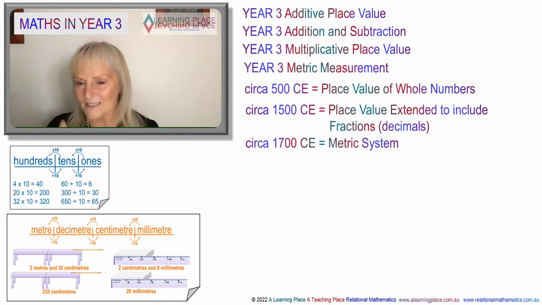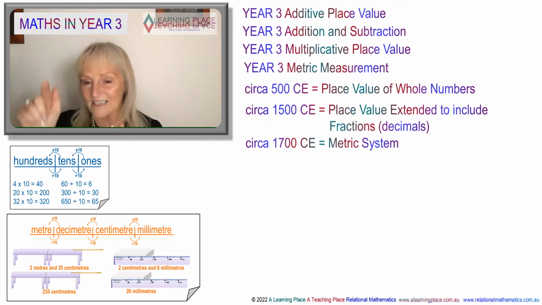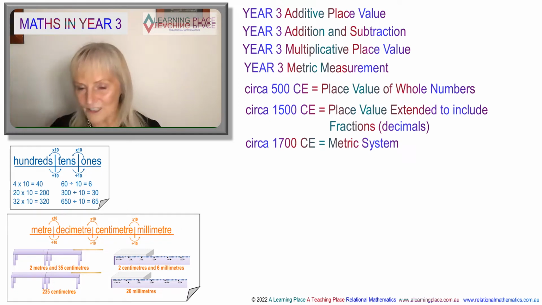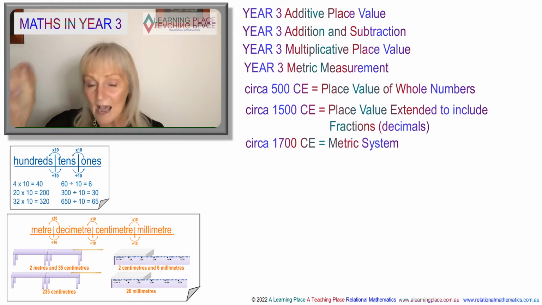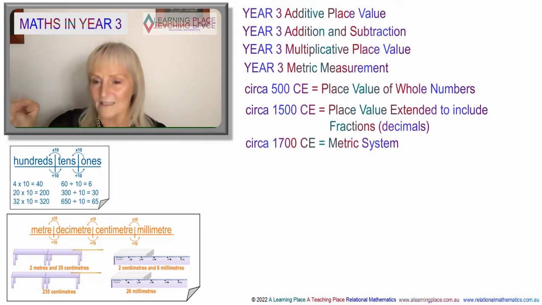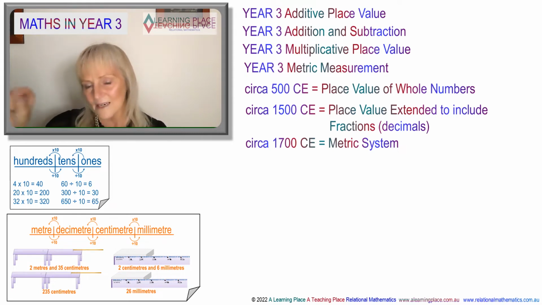And what they did was they started with a meter, they divided it by 10 to get a tenth of a meter, which they called a decimeter. Deci means tenth in Latin. They divided the decimeter by 10 to get a hundredth of a meter. Centi means hundredth in Latin. Divided that by 10 to get a millimeter. Milli means thousandth. In year 3, we don't tell them the meaning of centi, milli and deci. We just tell them they exist.